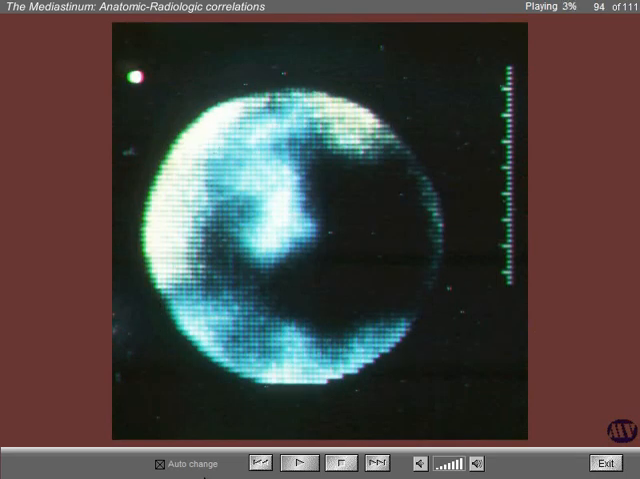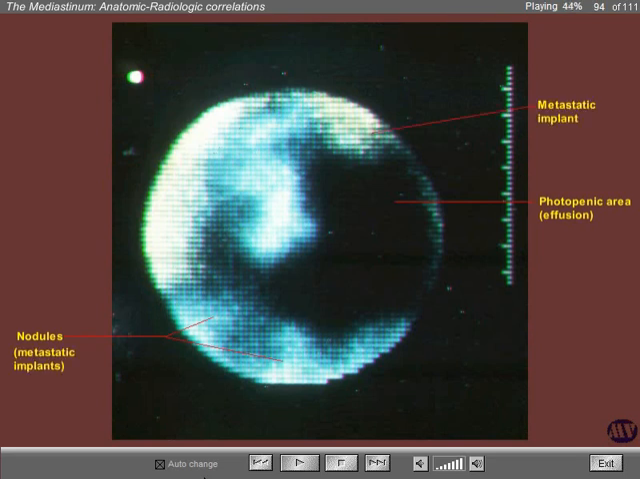This is a radionuclide angiocardiogram which shows a large photopenic area which represents the distended pericardial cavity, and the outer margin of this envelope shows nodularity, and the nodules were secondary to implants of tumor in the surface of the heart at the level of the parietal pericardium.